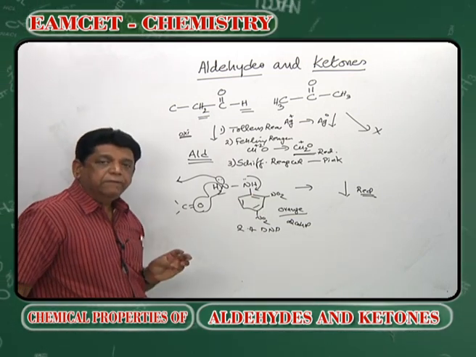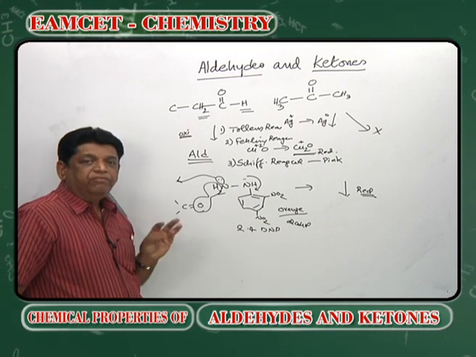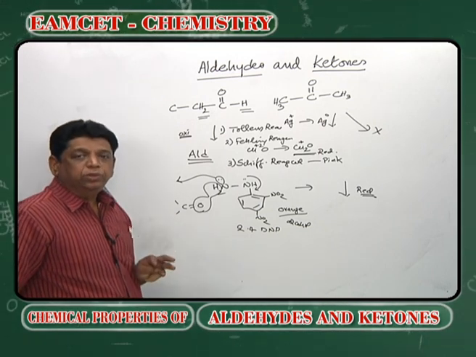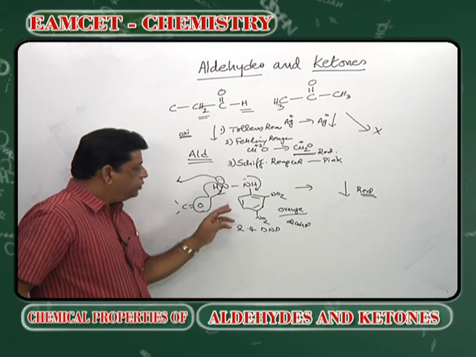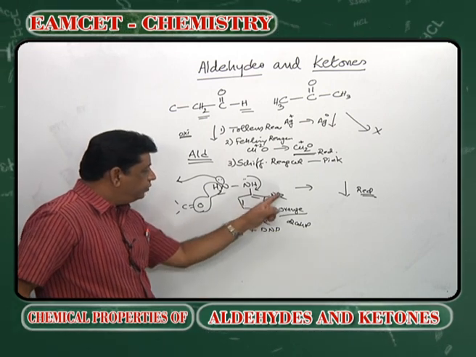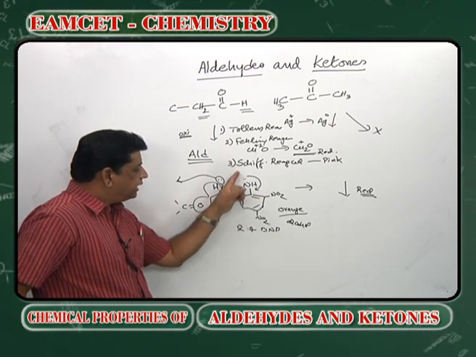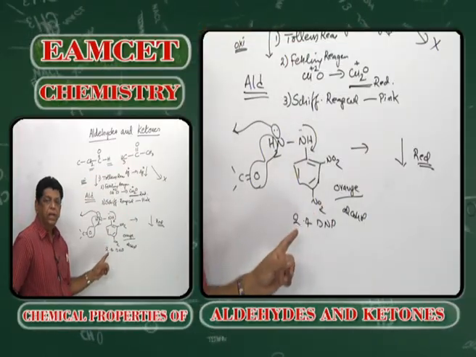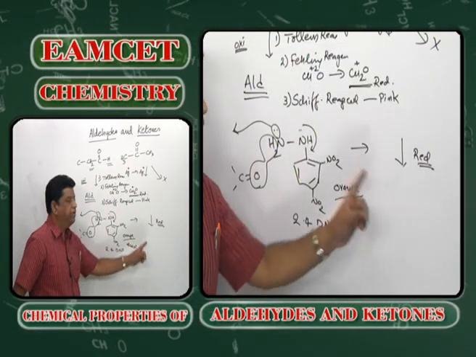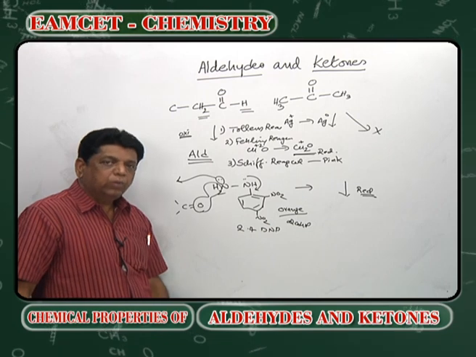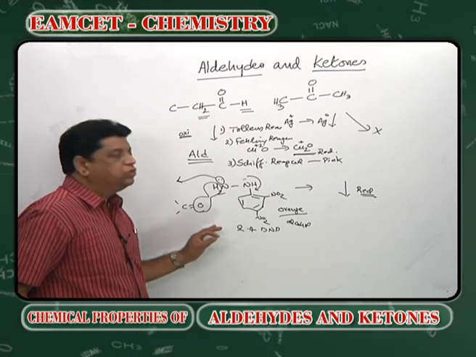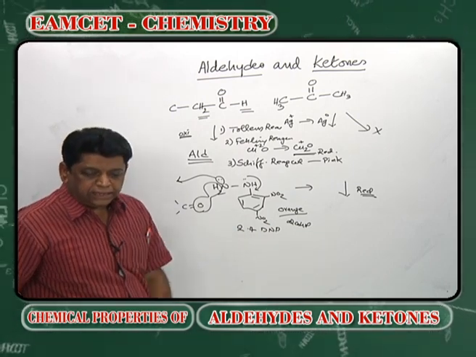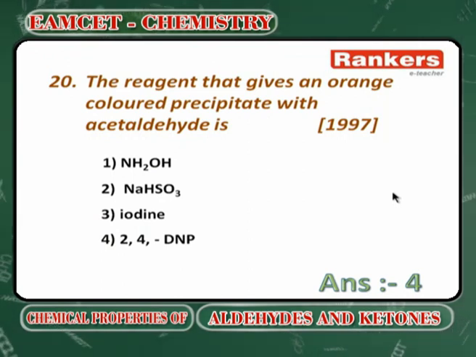Other oximes, hydrazones and phenylhydrazones, semicarbazones are white in color, and 2,4-DNP, because of the 2 nitros, the extended conjugation is therefore it is a colored one. So, except this 2,4-DNP derivative, all other products are white in color. The red means it should be the 2,4-DNP reagent, that is 2,4-dinitrophenylhydrazine will give the corresponding derivative. That is the right answer.